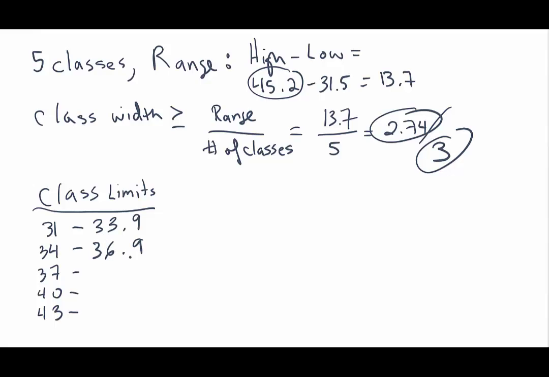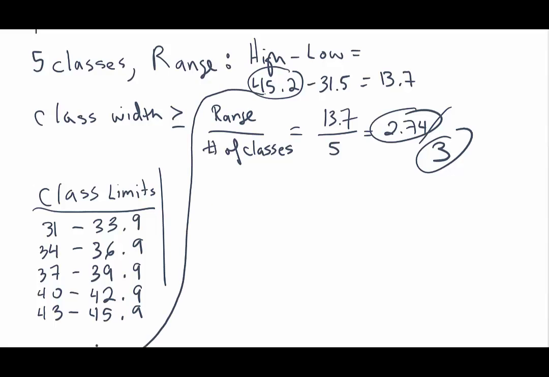Then if I add 3 to that, 39.9. And if I add 3 to that, 42.9. And then add 3 to that, and I finally get 45.9, which is perfect because that means that our largest data value, 45.2, falls nicely inside the last class. And that means you've done it right. So this 3 is the magic number.